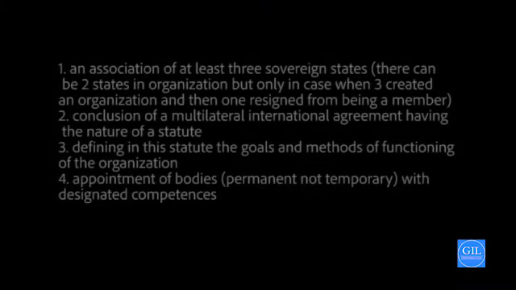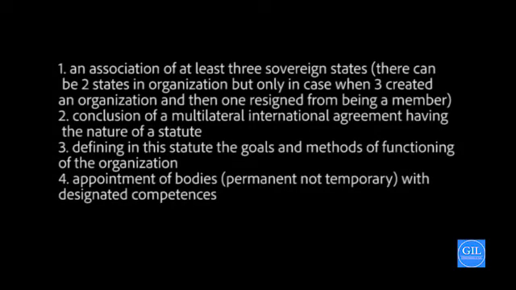The ones that have international subjectivity are governmental organizations, so GOs. The elements that make up a governmental organization include an association of at least 3 sovereign states. There can be 2 states in an organization, but only when 3 created an organization and then 1 resigned from being a member. Conclusion of a multilateral international agreement having the nature of a statute. Defining in this statute the goals and methods of functioning of the organization. Appointment of bodies, permanent, not temporary, with designated competences.